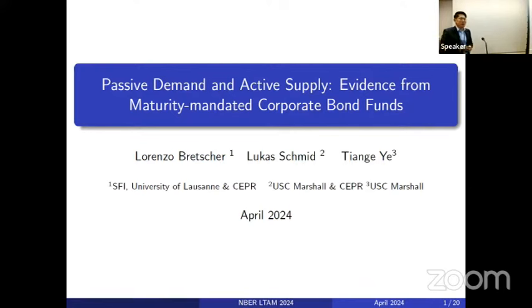The title of our paper is Passive Demand and Active Supply: Evidence from Maturity Mandated Corporate Bond Funds. This is joint work with Lorenzo and Lucas, who is also here. And my name is Tiange. I'm a PhD student from USC Marshall.